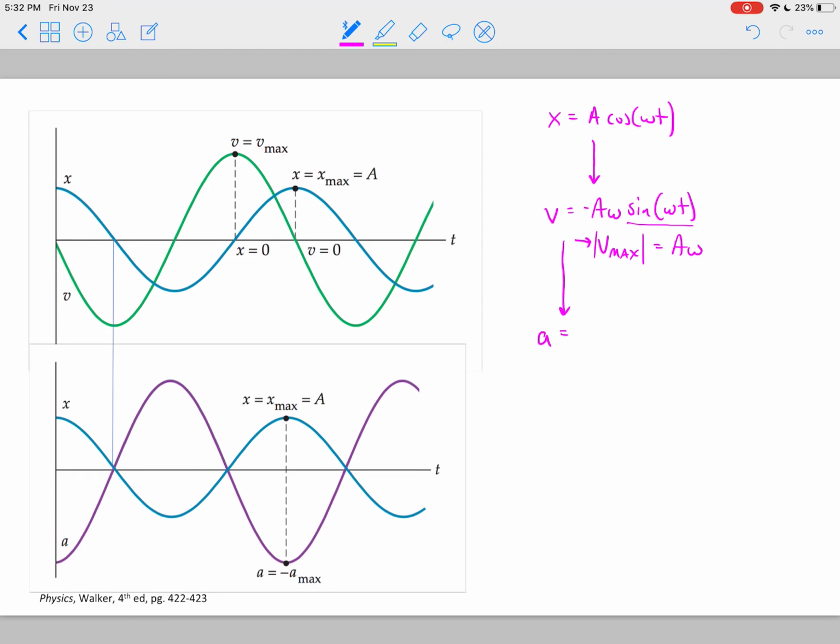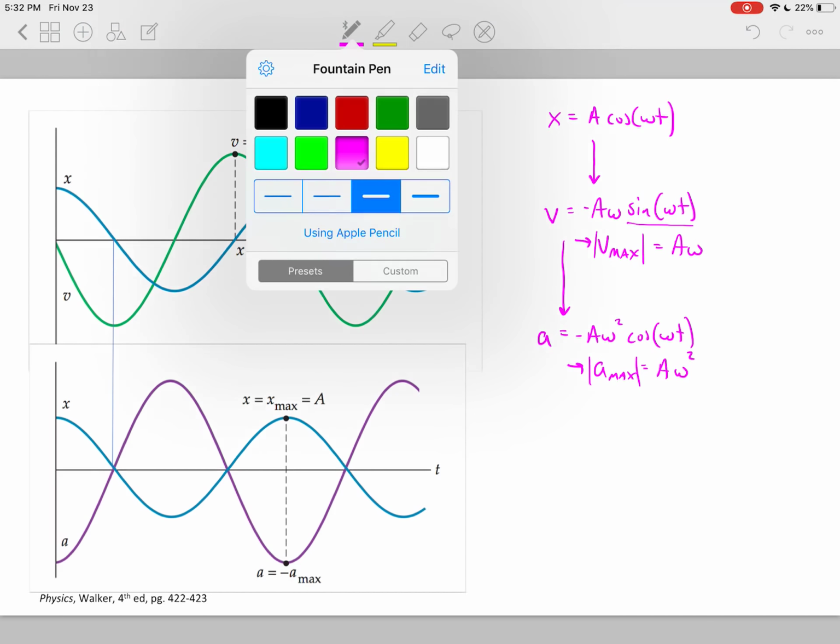And then we can go one more time, and if you were to take another derivative, which you don't necessarily have to do in this class, we could find the acceleration as a function of time, and you would see that that's equal to negative A omega squared times the cosine of omega t, from which you would find that the maximum acceleration, at least the magnitude thereof, is equal to A omega squared. Again, that's when the cosine function goes to 1. That's when that's going to be a maximum value.